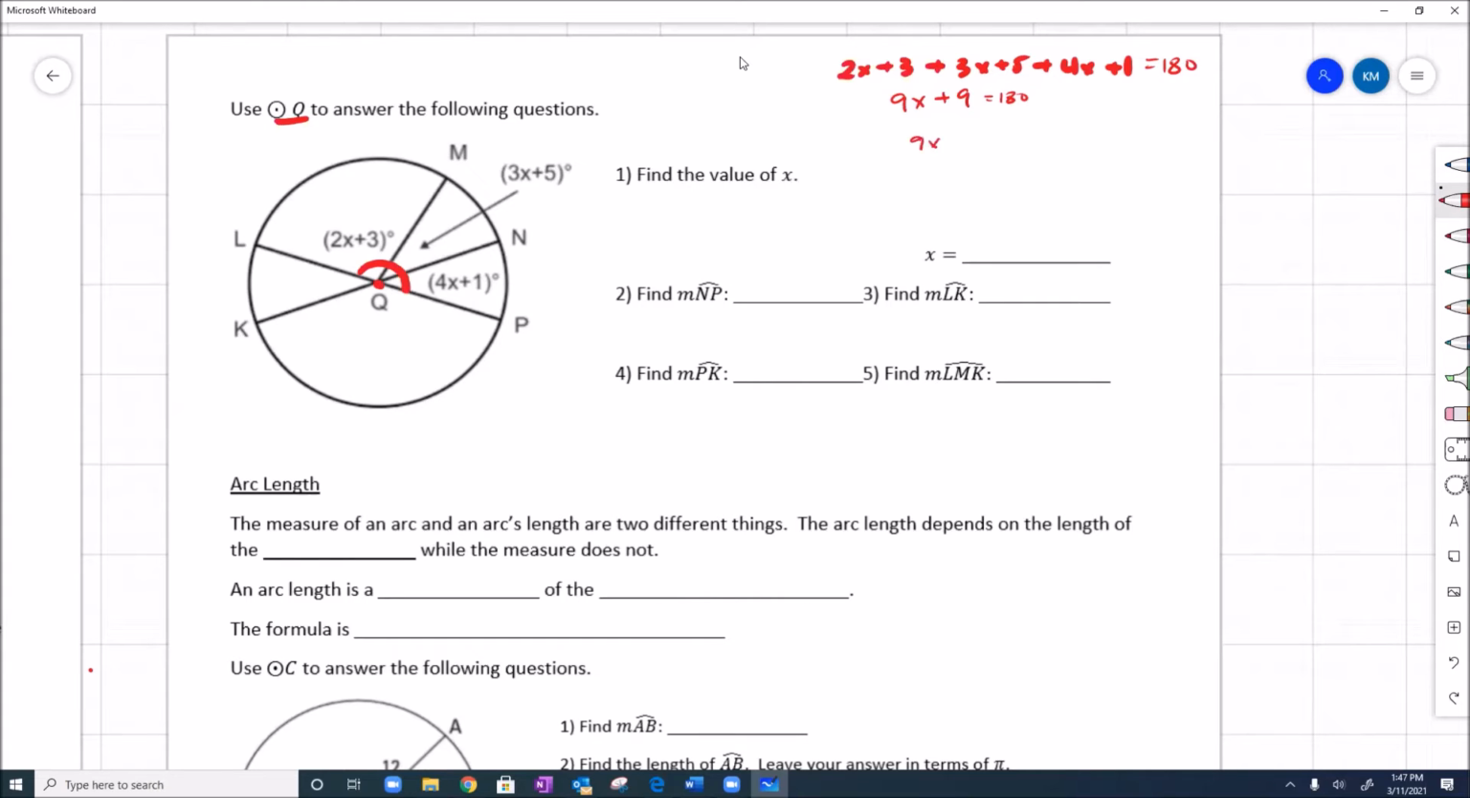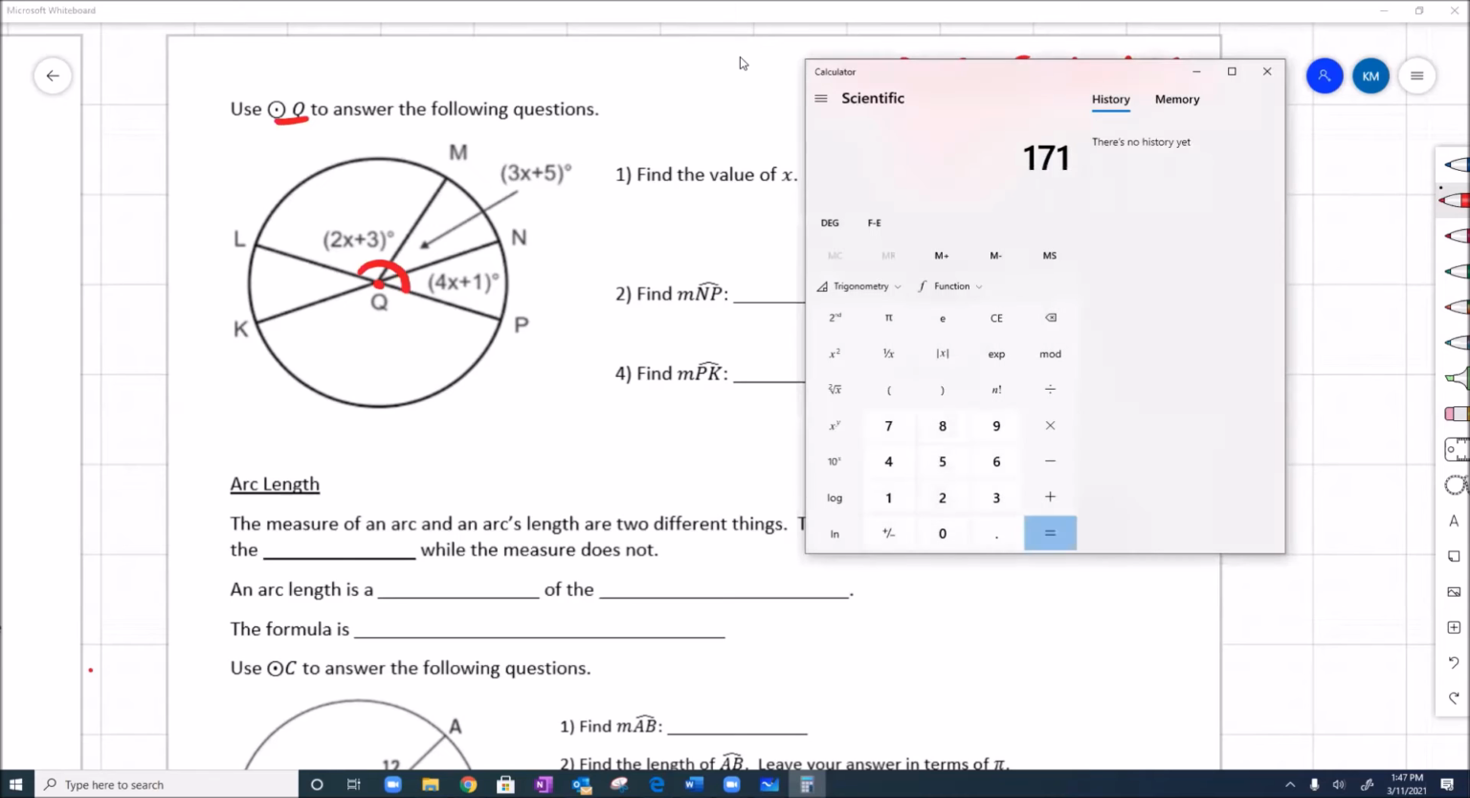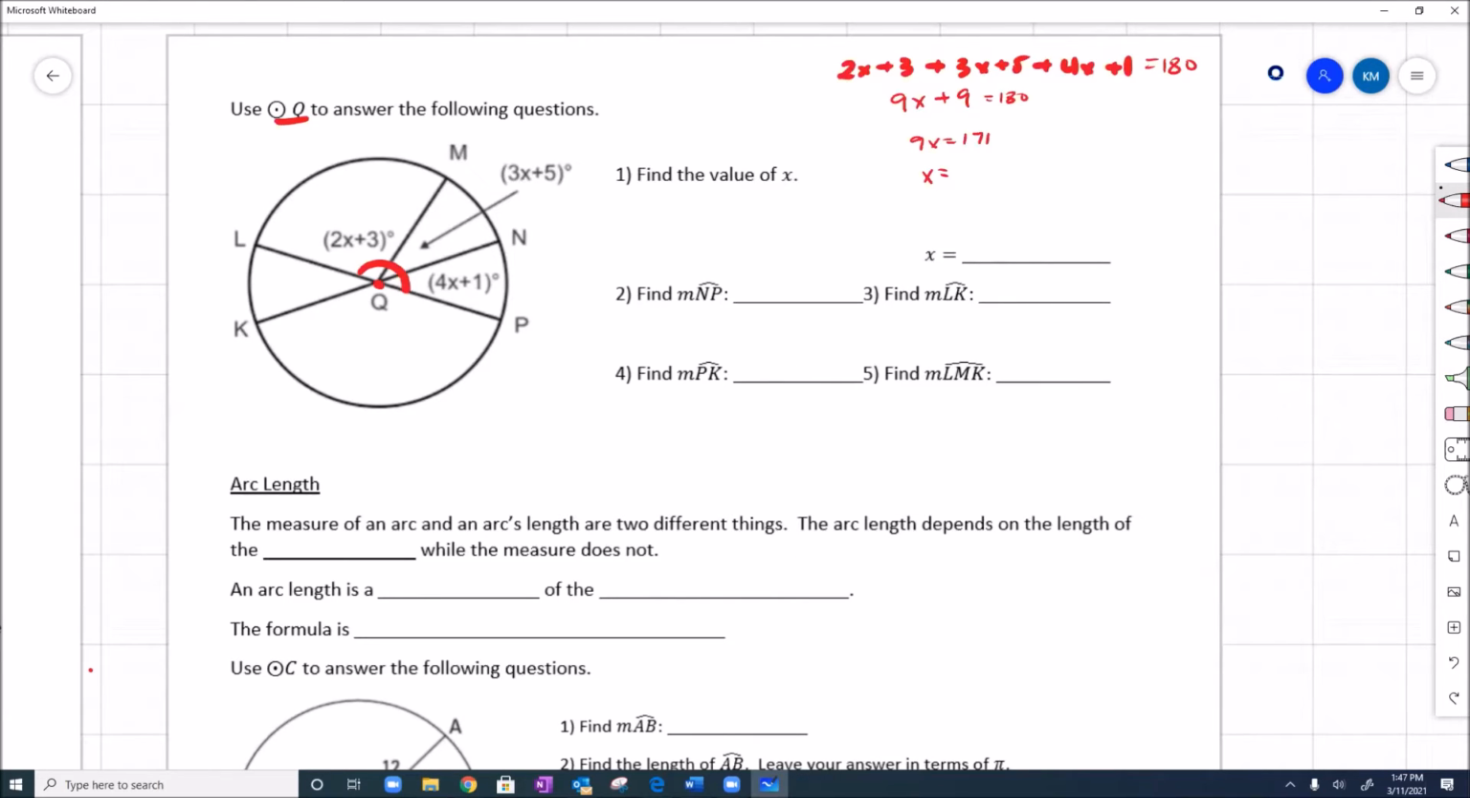So 9x equals 171. Divide by 9. X is not a nice number. I don't know, maybe it is. Crazy, I would have never known that. So x is 19. Okay, so we have x is 19. That's our value for x.